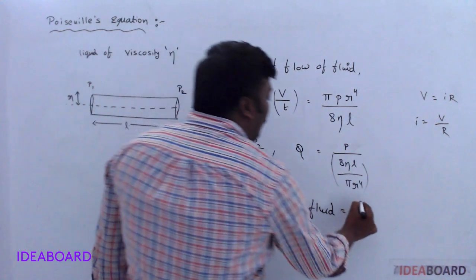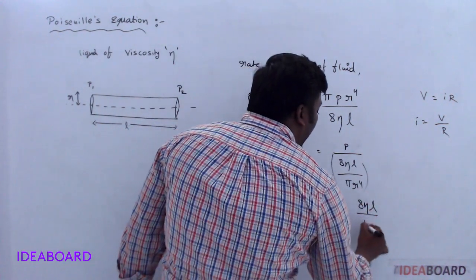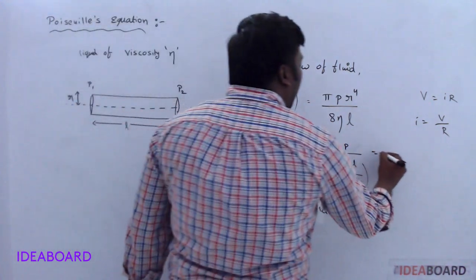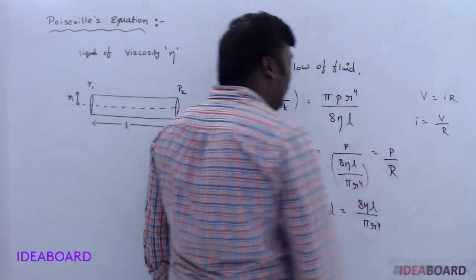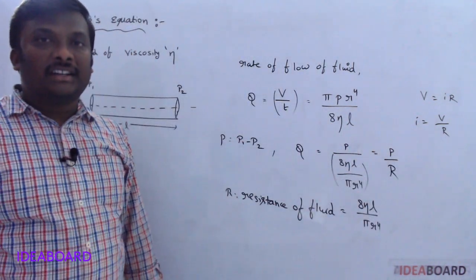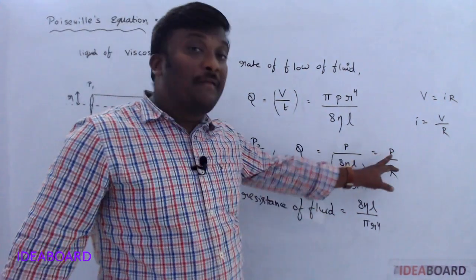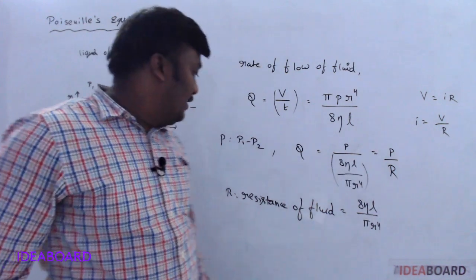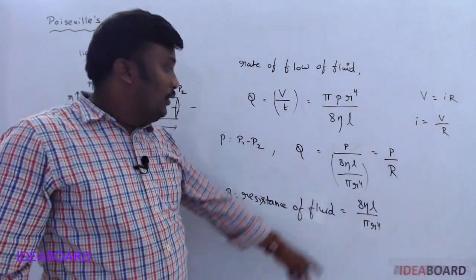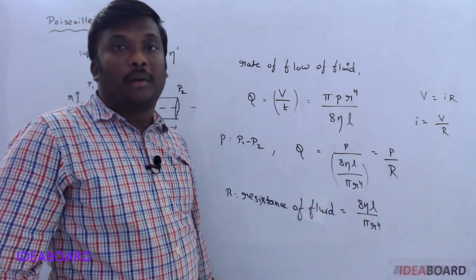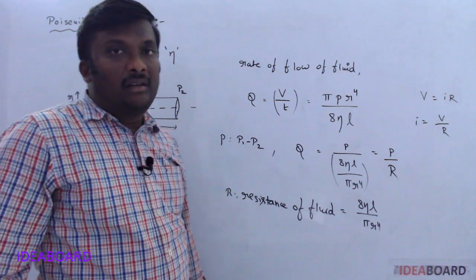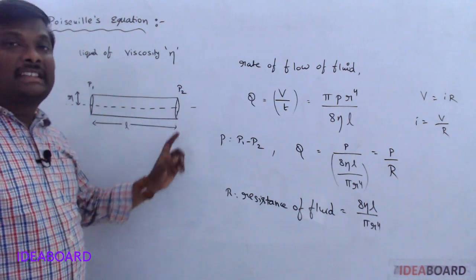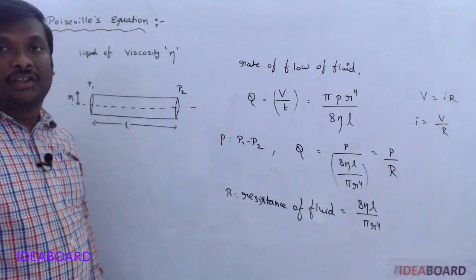What is the value of the resistance of the fluid? 8 eta L by pi R power 4. So, this formula can be written as Q equals P by R. Understand? Here what is P? Pressure difference between the two ends of the tube, and R is the resistance of the fluid, which is equal to 8 eta L by pi R power 4. Understand? Now, if you take a combination of these capillary tubes, how do they change?